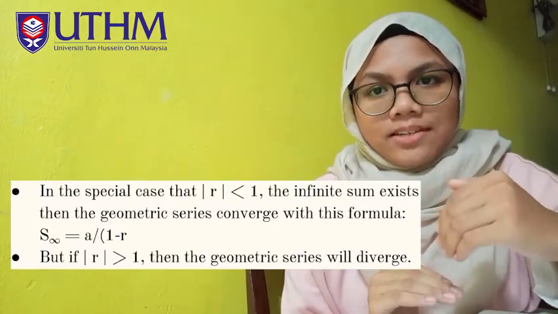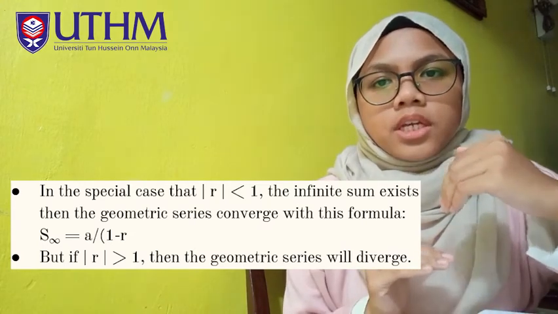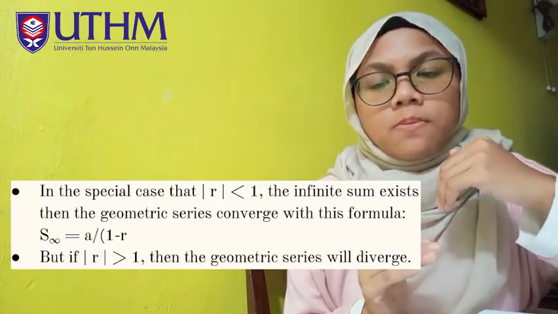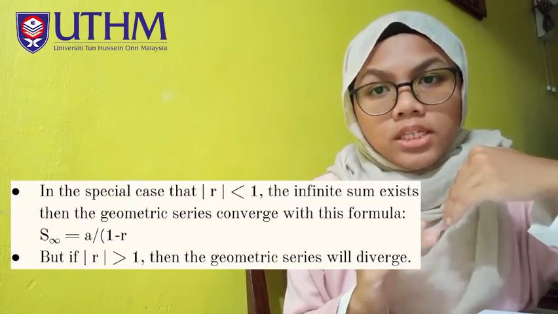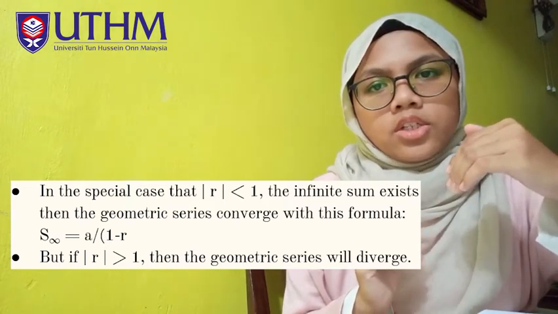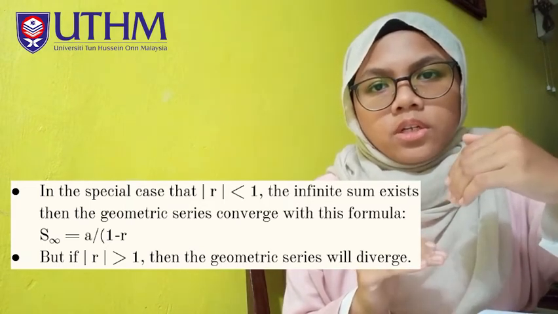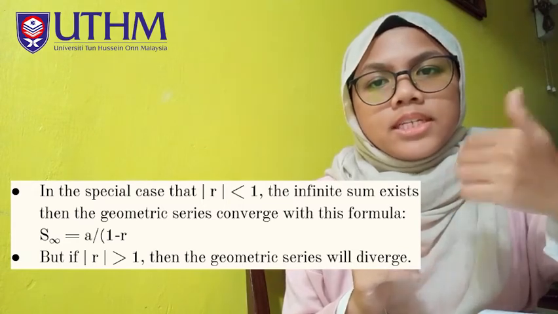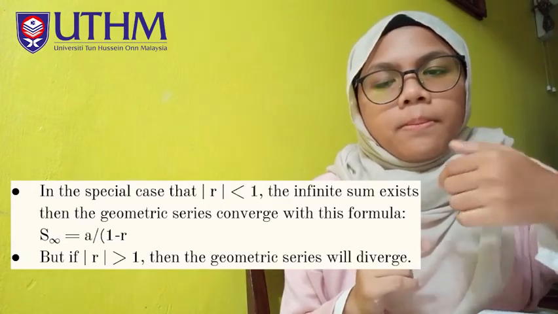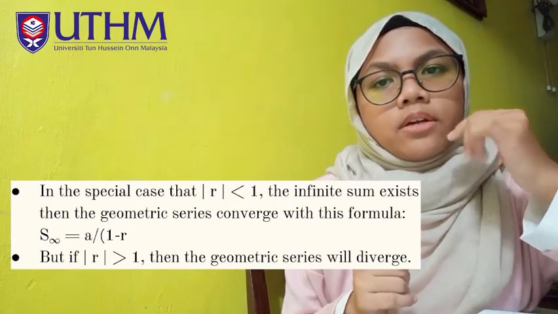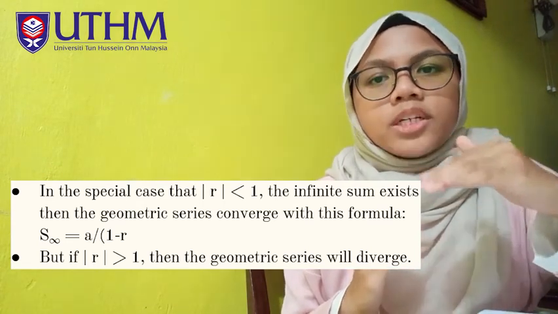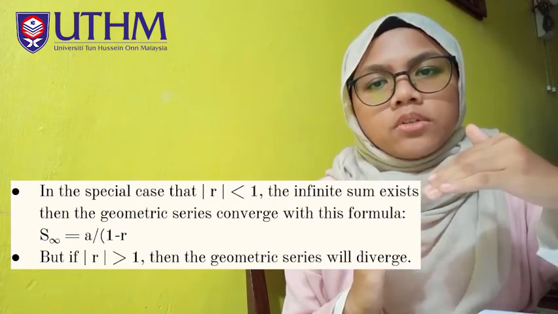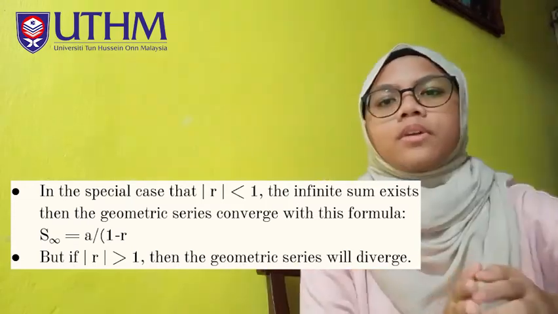In a geometric series, there is a special case where the infinite sum exists. When this case appears, for the geometric series to converge, we need to use the formula inside the slide. But when the common factor is more than 1, the geometric series will diverge.